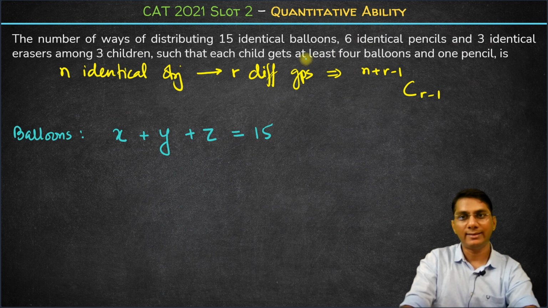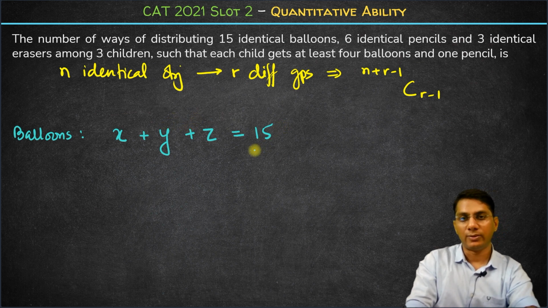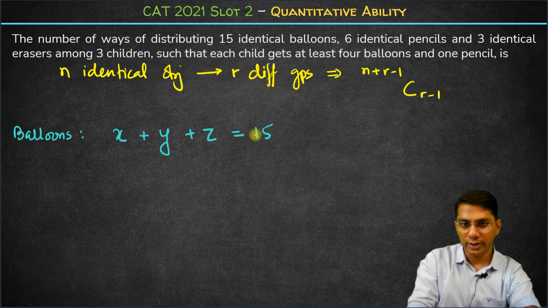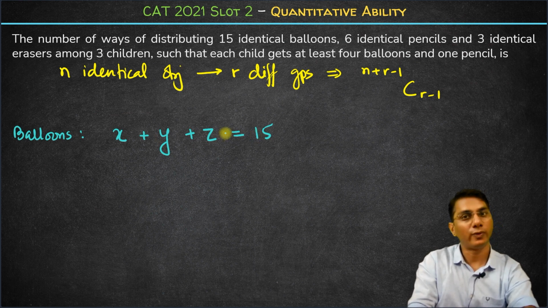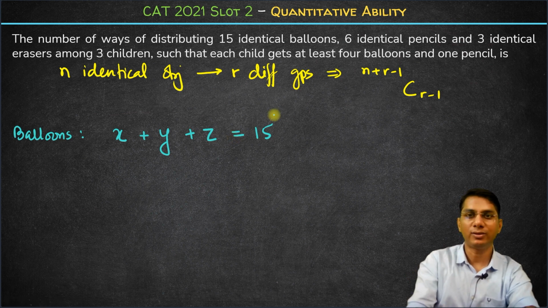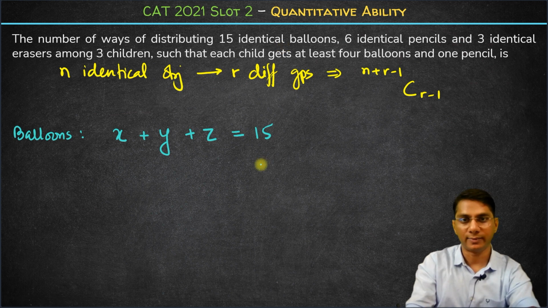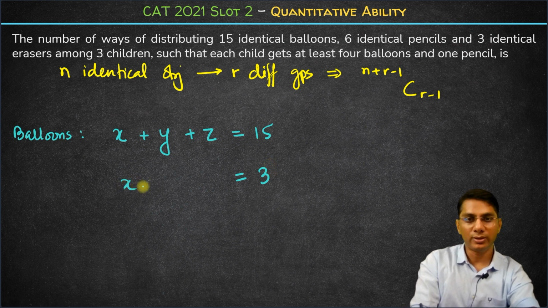Now each child gets at least 4 balloons. So out of 15, what you do is you give 4 balloons to each of these children. So you would have distributed 4 plus 4 plus 4, 12 balloons. Since all the balloons are the same, it does not matter which 4 balloons a child gets. So now you are left with only 3 balloons, and these 3 balloons now need to be distributed to these 3 children.